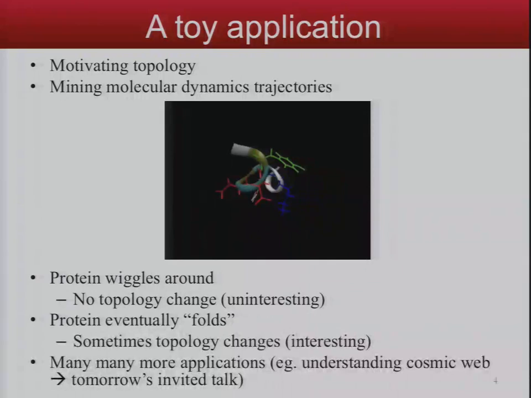One way to define interesting is to say when the protein folds, it forms some sort of loops and things like that, and so its topology changes. When it wiggles around, its geometry is changing, but that's not very interesting, and what you'd like to identify is when its topology changes. There are many, many more applications of this sort of topological data analysis, and tomorrow's invited talk happens to be about understanding the cosmic web using these sorts of techniques.